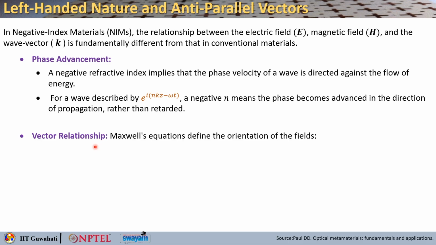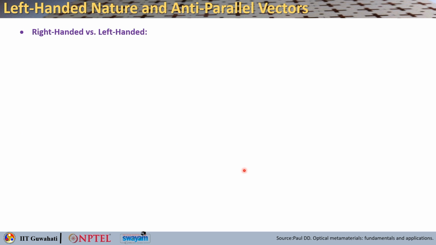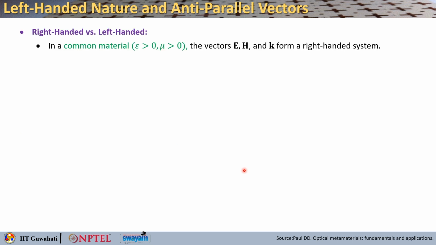Next is the vector relationship. Maxwell's equations define the orientations of the fields like this. You have seen this earlier as well. k cross H will be minus omega epsilon naught epsilon E, and k cross E will be equal to omega mu naught mu times H. That is where the comparison between the right-handed and the left-handed media will come. We have discussed this earlier in the previous lecture.